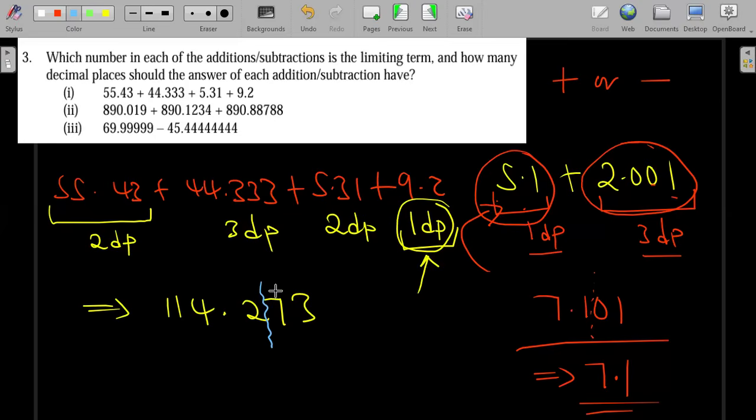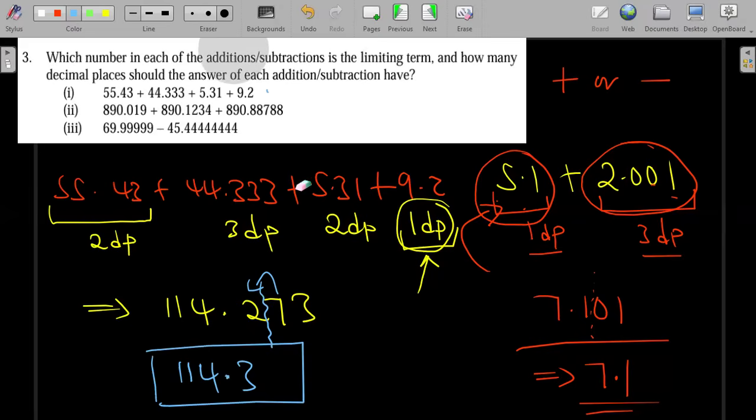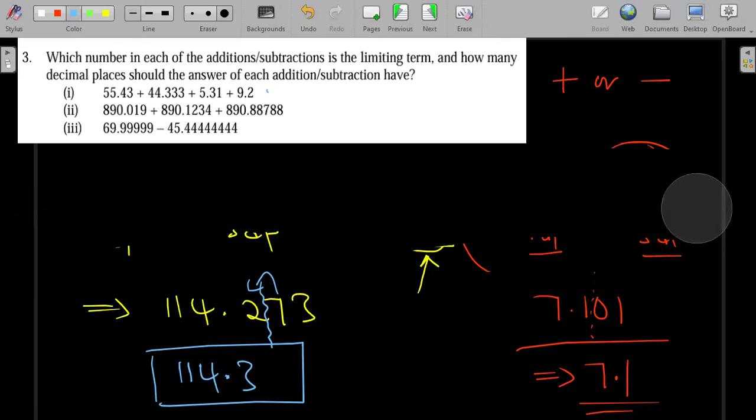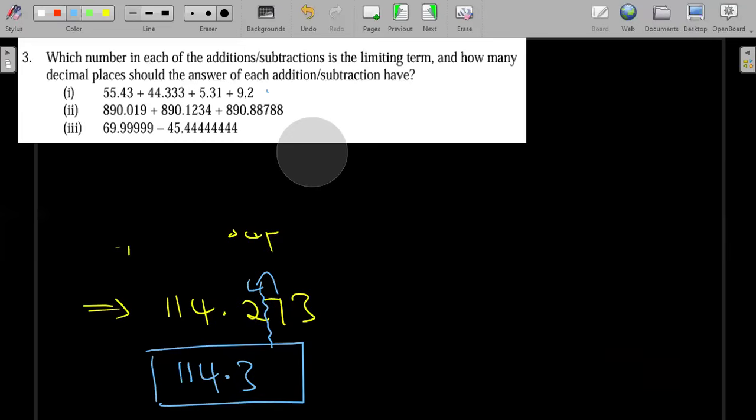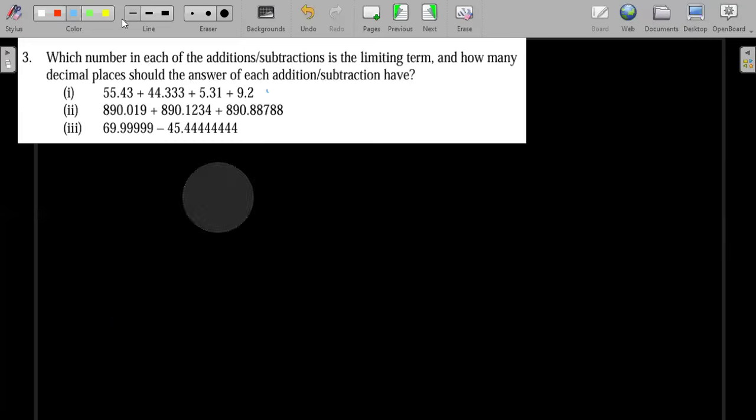Right. So here we will have to round off this 7 into this 2, right? So 7 is greater than 5. So it means our final answer there should be 114.3, like this. Okay. So this will be our final answer there. Okay. So we look at the second one. So the second one, we are still following the same rule because there's just addition there.